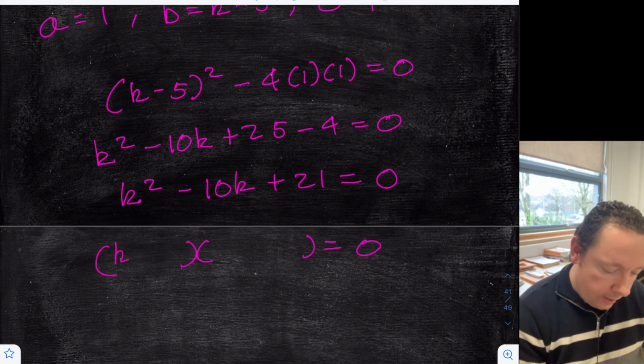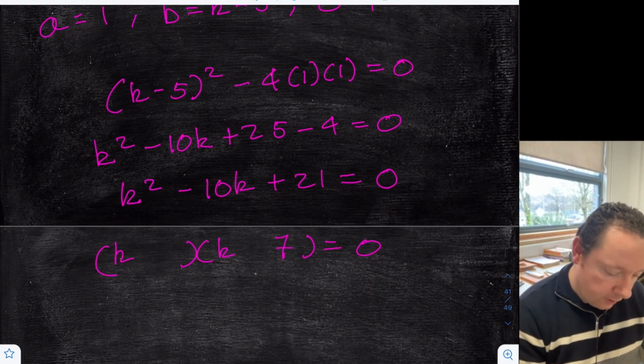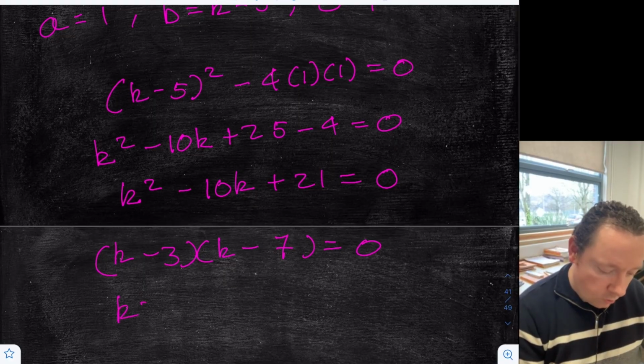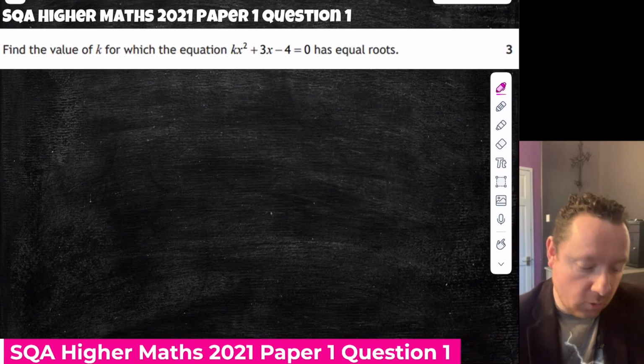So we've got (k )(k ). 7 3s is 21 and 7 and 3 make 10. So it's definitely 7 and 3. Minus 7 minus 3 is minus 10. So k equals 3 or k equals 7. And we're done there. SQA Higher Maths 2021, paper 1, question 1.